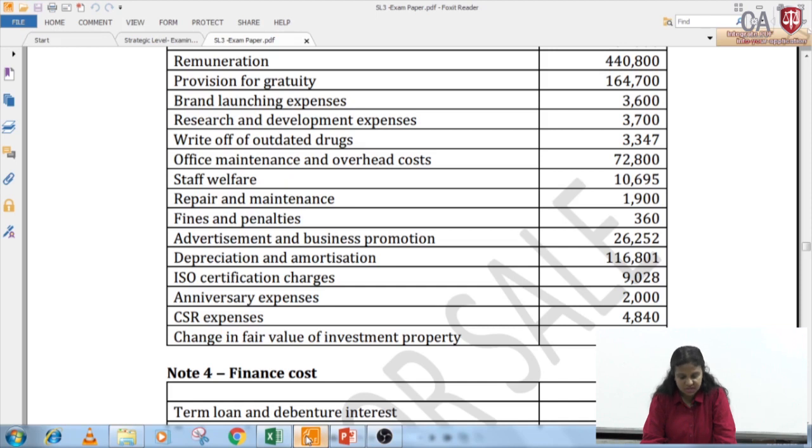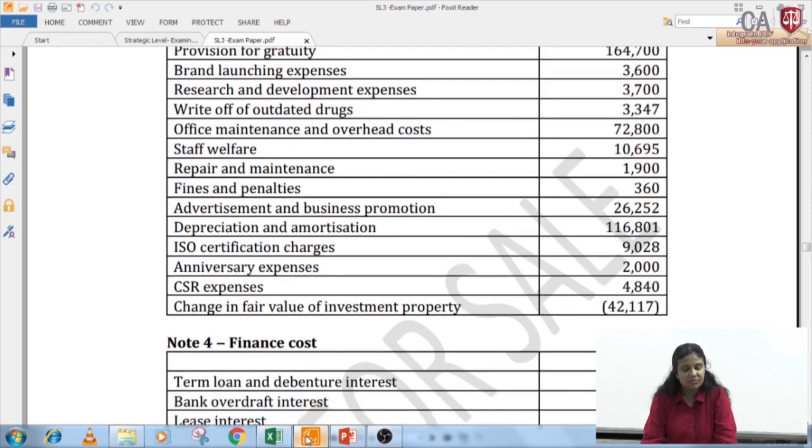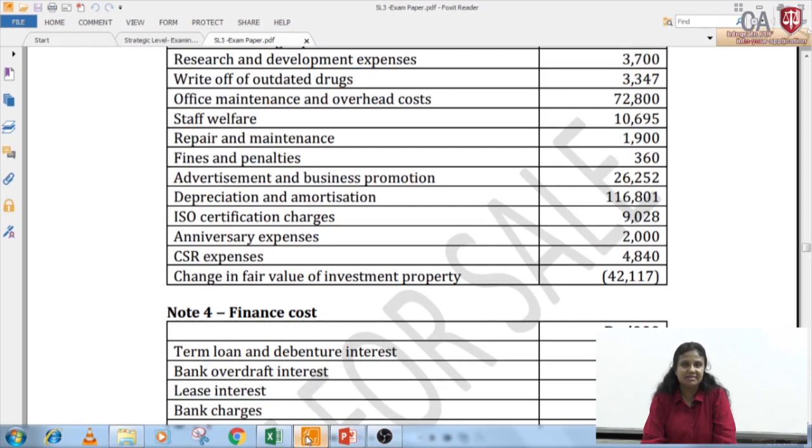ISO certification charges, allowable deduction. Anniversary expenses not incurred for the production of income, disallowed. CSR expenses, anyway it's a kind of donation. By doing the CSR activities, how are you going to quantify that your revenue has increased, your client base has increased? No quantifications. These are disallowable expenses, not incurred for the production of income.